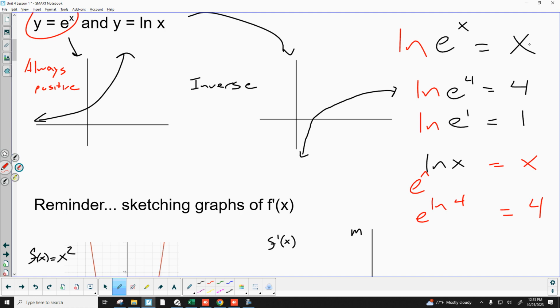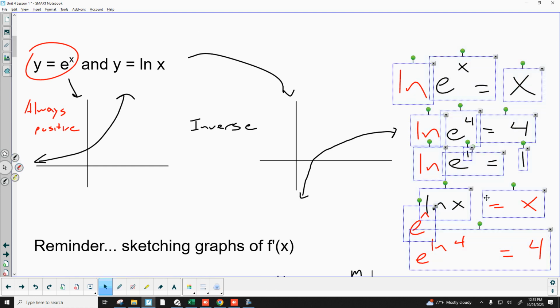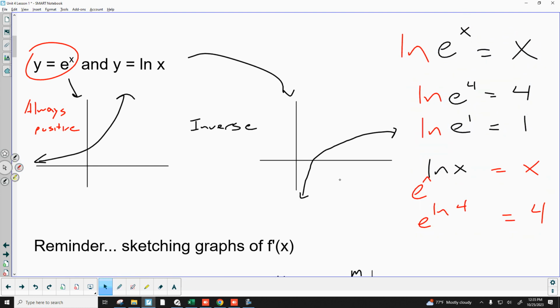Okay? It's really important. A lot of people are very intimidated by e to the x and log x, but it's just like a square root for a square. Square roots will get rid of squares. Squares will get rid of square roots. It's like that with e's and log. Log will get rid of e. E will get rid of log. Yeah, that's it. Okay? All right.